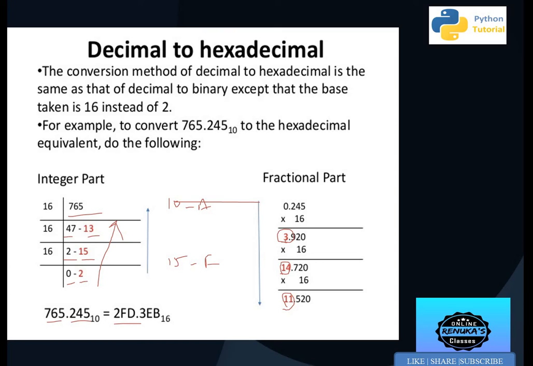Now for the fractional part, we are not going to write in reverse order, we are going to write in the order in which we are obtaining the products. So this is the whole number part, that is 3, then 14, then 11. So fractional part processing is almost the reverse of integer part processing. For decimal to hexadecimal, divide the integer part by 16 and write the remainders in reverse order. For the fractional part, multiply by 16 and take the whole number part in the same order, and we can write it after the decimal. So this is decimal to hexadecimal.